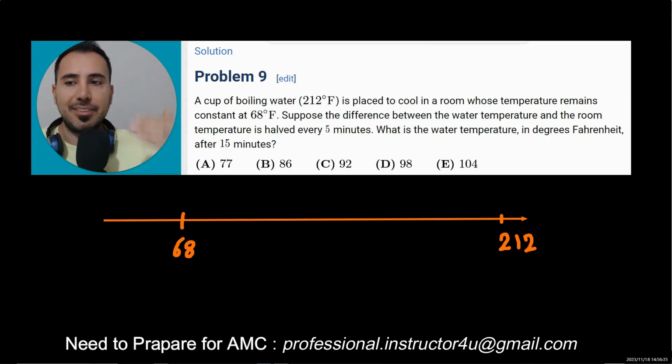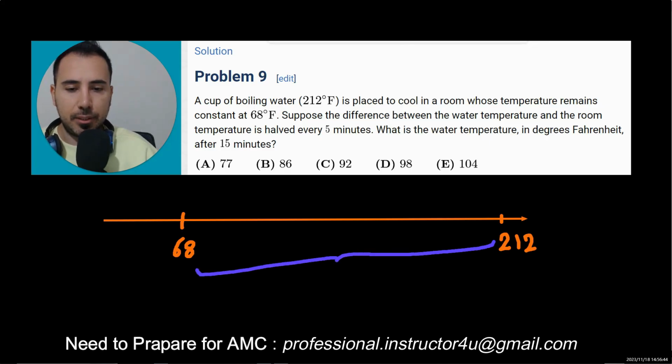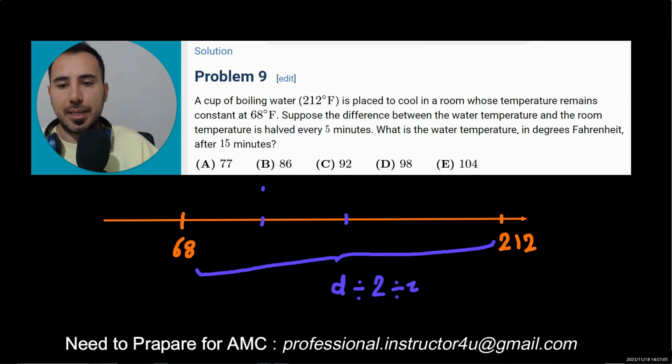So after 5 minutes, it's going to divide by 2. Let's see. If here to here is D, I'm going to call it D because of distance. After 5 minutes, it's going to be here, between the 2 points. But after 10 minutes, this D is going to be divided by 2 and then divided by 2. So this would be half. The temperature would be at this point.